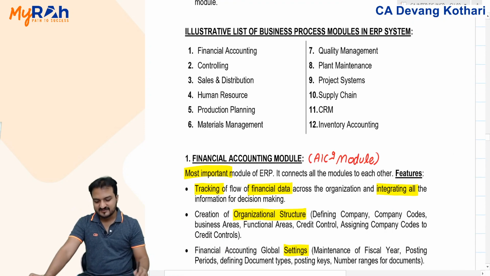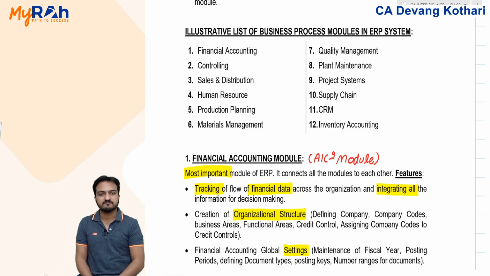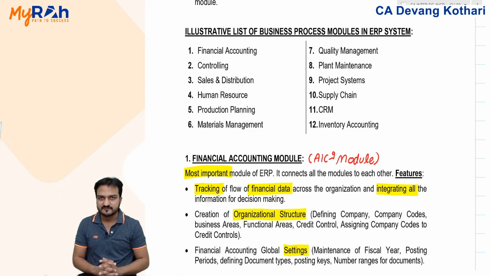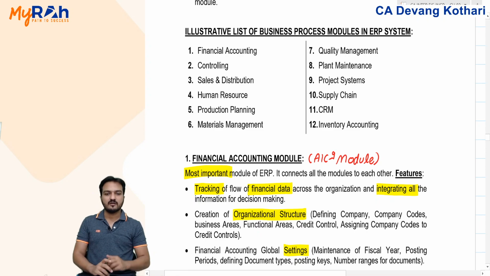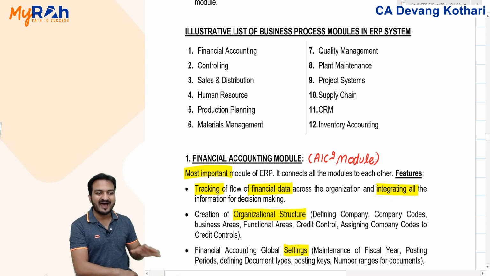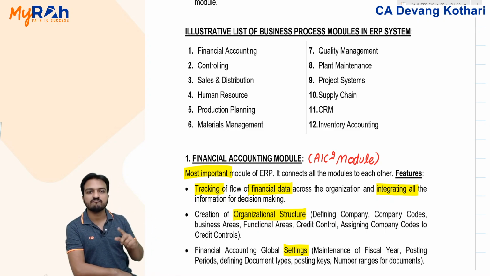Now, next there is an illustrative list of business process modules in an ERP system. Well, ERP software will help you with many business processes. This is a list of certain business processes, business activities for which ERP has a separate module. In other words, this list is list of modules that exist in an ERP. I told you ERP software gives you features of more than one other softwares.